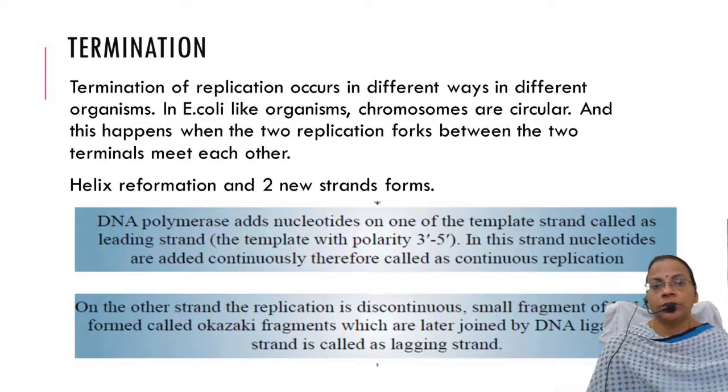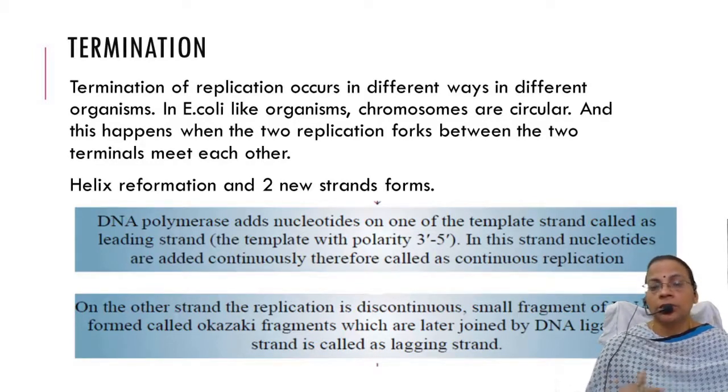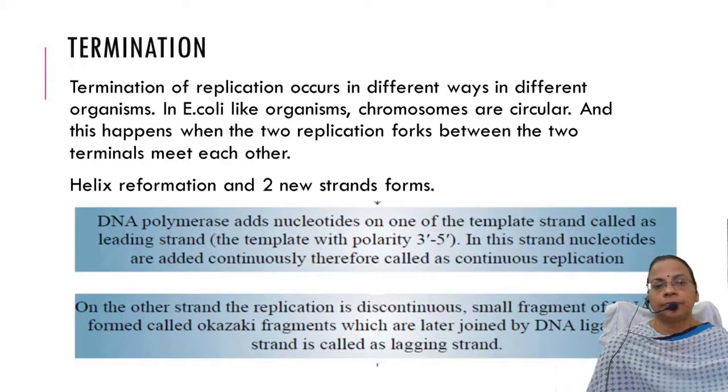Termination of replication occurs in different ways in different organisms. In E. coli, that means in prokaryotes, the chromosome is circular, and termination happens when the two replication forks meet each other between the two terminals. But in eukaryotes, since the chromosome is linear, replication starts at many places from the ori and proceeds along the replication fork. As soon as elongation takes place, simultaneously the proofreading, primer removal and helix reformation will take place.